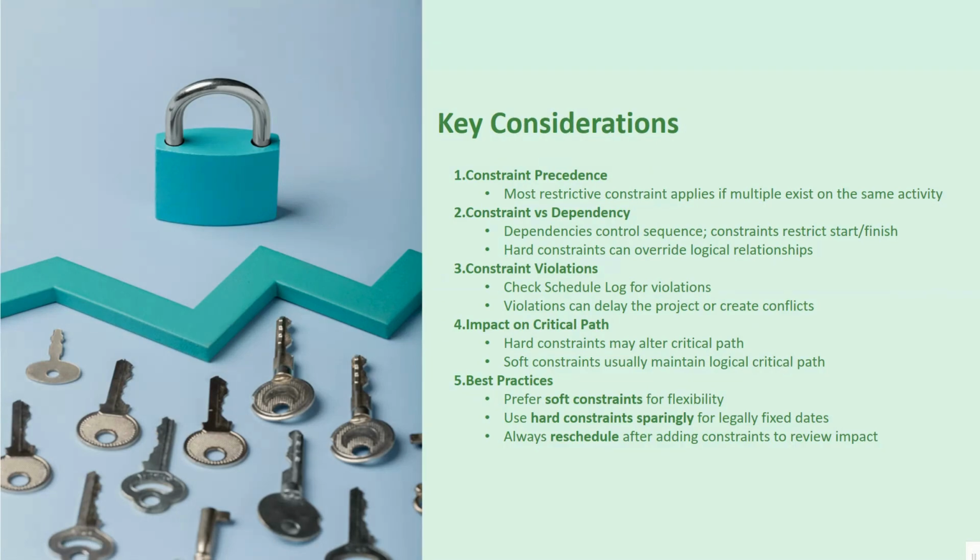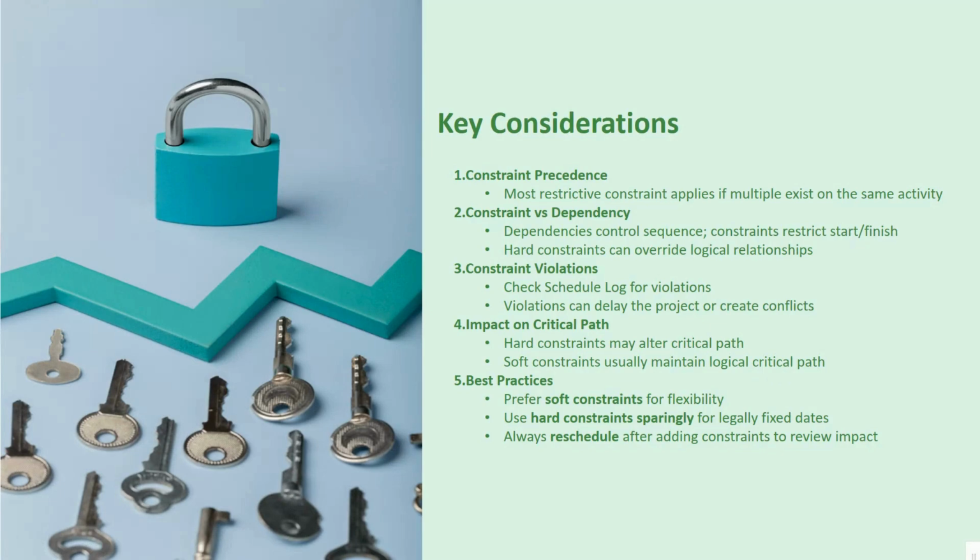Okay, so next we have number four, impact on critical path. Hard constraints may alter the critical path. Soft constraints usually maintain the logical critical path. So hard constraints can and often will change your project's critical path, while soft constraints typically would not. This is another reason why you should use hard constraints carefully, because these constraints can change your timeline as well.